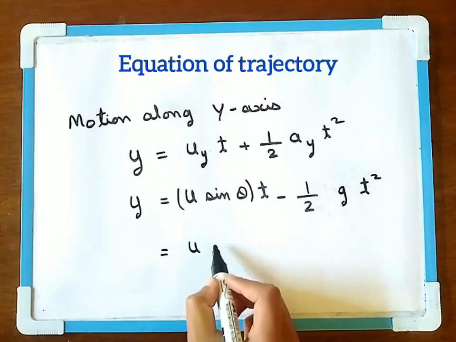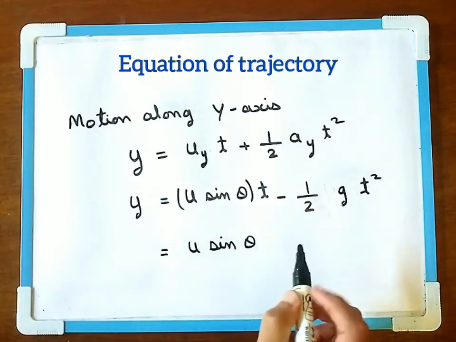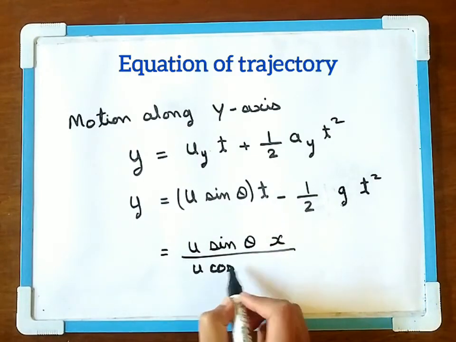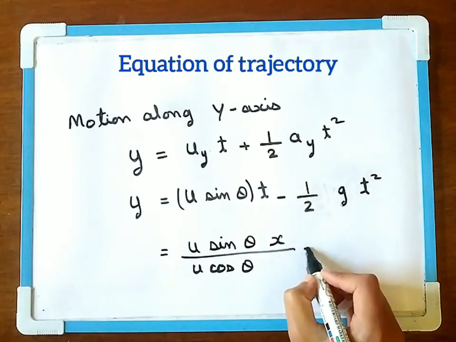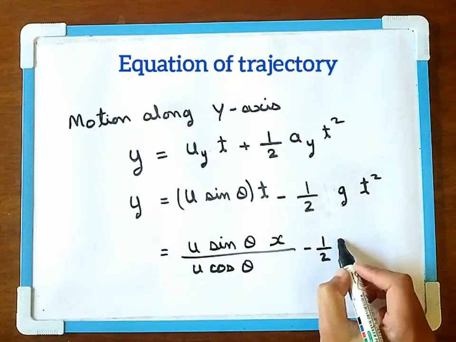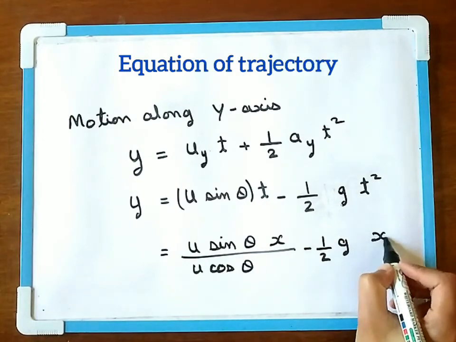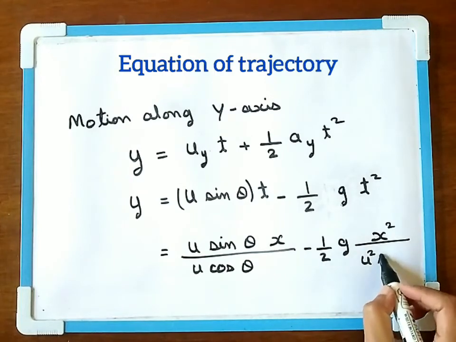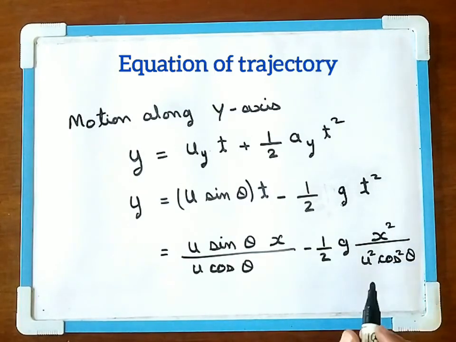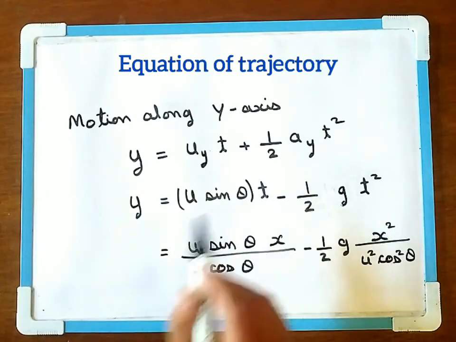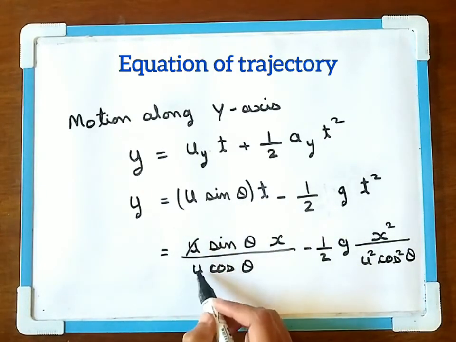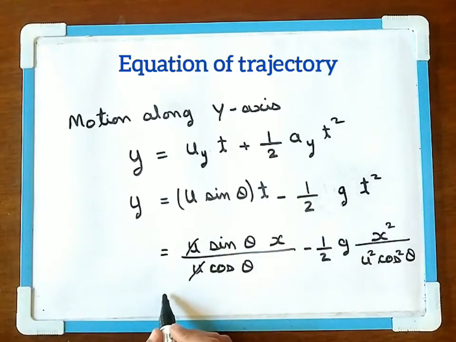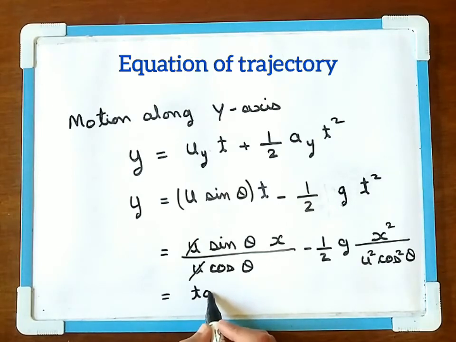You'll get u sine theta. So t is how much? x divided by u cos theta. Then minus half g. Then again t is how much? x. So I'll put the square because it has a square. Then the u square cos square theta. So this is by using equation 1. Okay, we have eliminated this t. Now u cancels. Then here sine by cos is how much? Sine by cos will be equal to tan of theta.